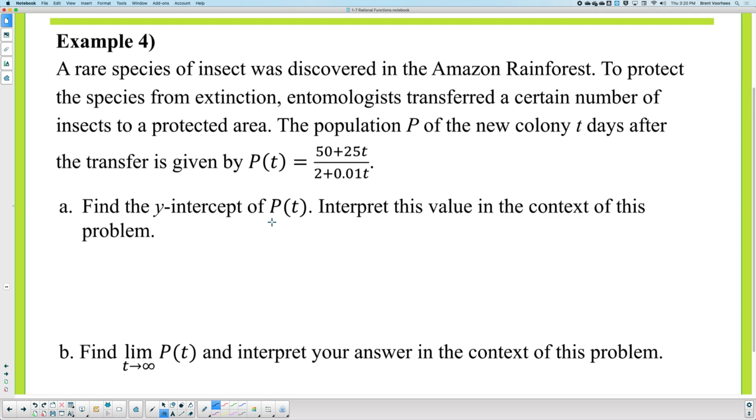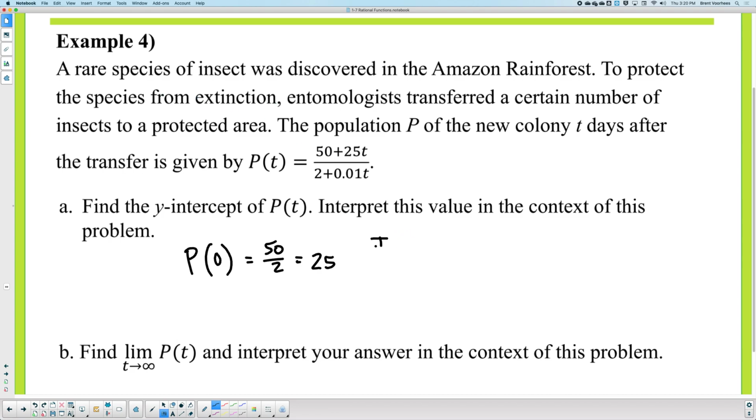First, find the y-intercept. So how do we find a y-intercept? Well, we plug in 0 to our value. So we would do P of 0. So P of 0 would equal, and when I plug in a 0 here and here, it's just going to be 50 divided by 2, which is 25. Now, interpret this in the context of the problem.